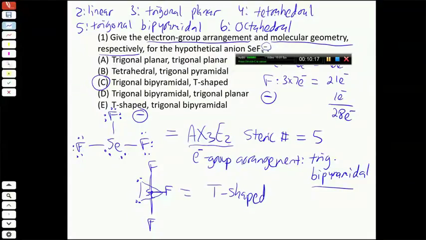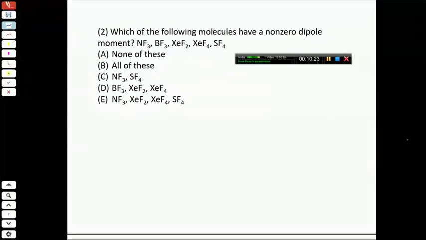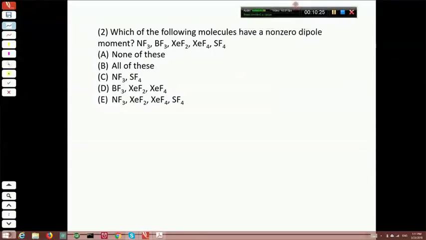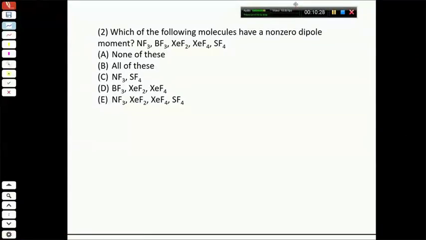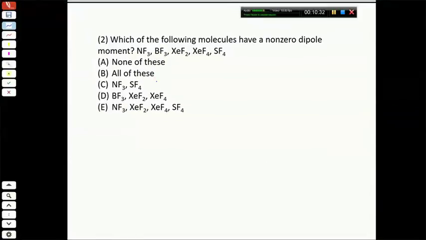Anything else? All right, moving on to the next one then. Here we're talking about polarity or dipole moment. So we want to know which of the following molecules have a non-zero dipole moment. This is the type of question we'll ask you. We're not going to really ask you to rank molecules in terms of polarity necessarily, but we want to ask you to determine which ones are or are not polar. And saying a non-zero dipole moment is just another way of saying that it's polar.